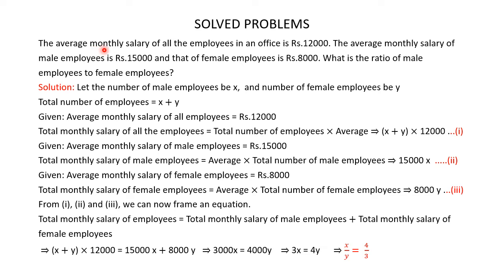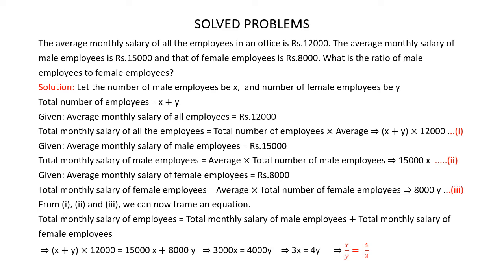The average monthly salary of all the employees in an office is rupees 12,000. The average monthly salary of male employees is rupees 15,000 and that of the female employees is rupees 8,000. What is the ratio of the male and female employees?